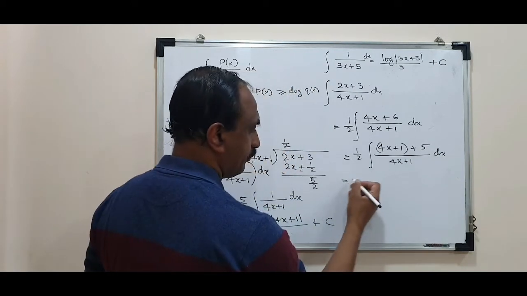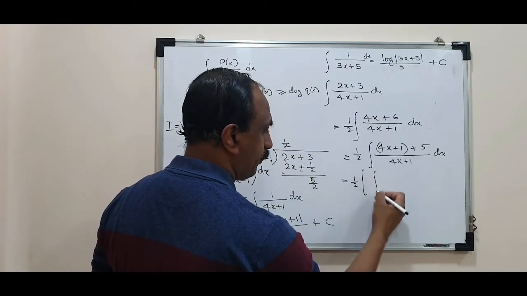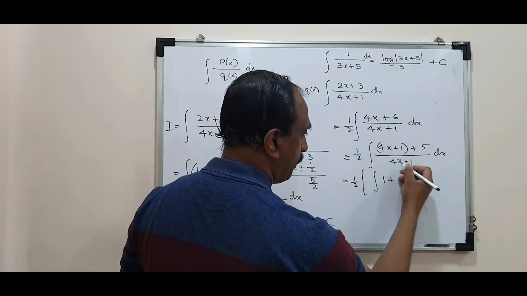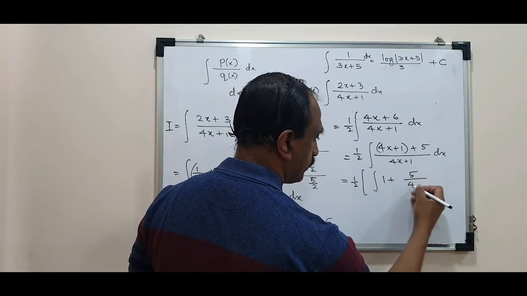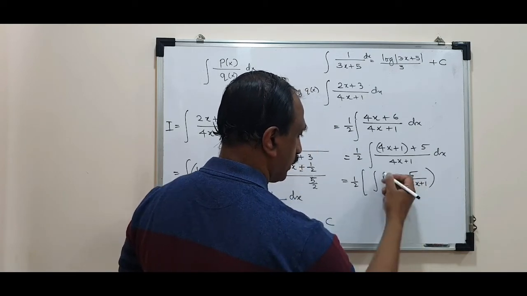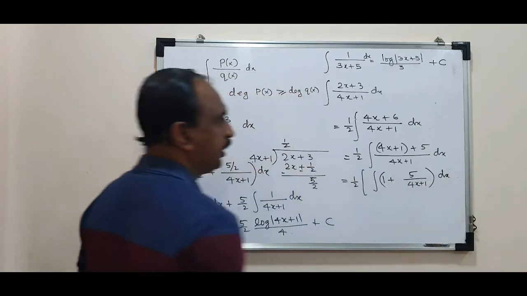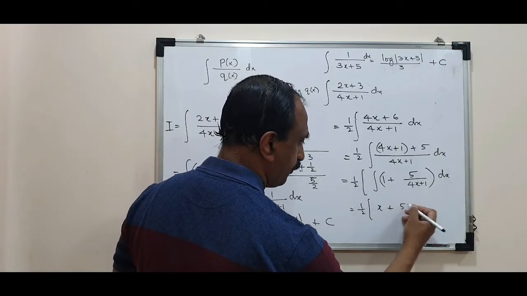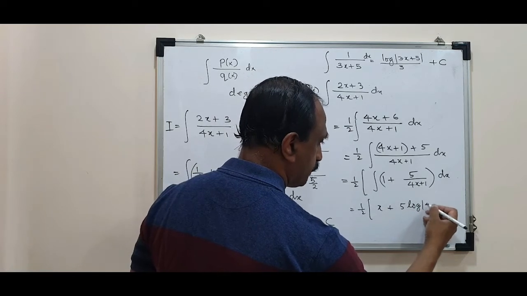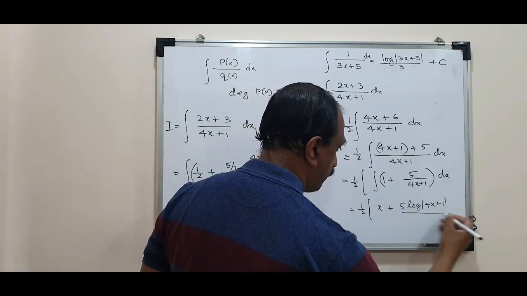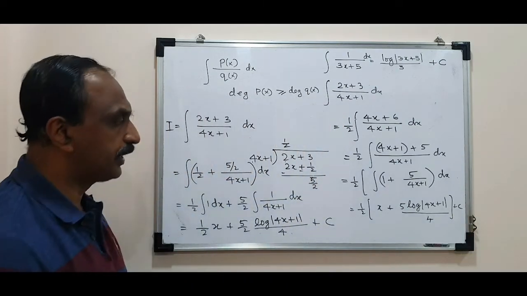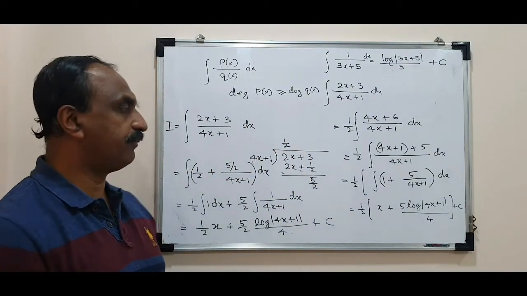Then separate it. Remember, 1 by 2 is common for each. 4x plus 1 upon 4x plus 1 is 1, and 5 upon 4x plus 1, into dx. Now we can integrate this. 1 by 2 into x plus 5 log of 4x plus 1 divided by 4, plus c. So you get the same answer as what we got here. So this is also a second way of division.